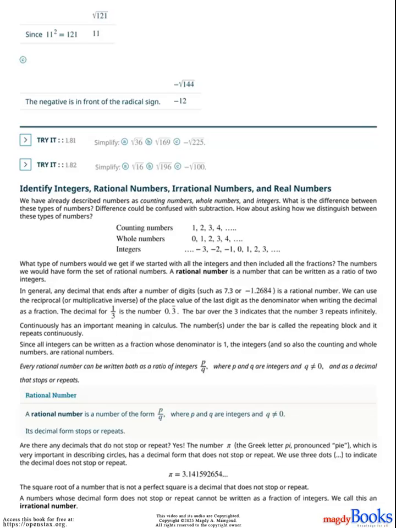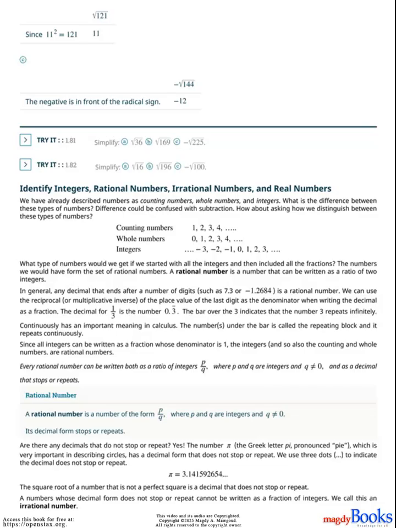1.4.6. Identify integers, rational numbers, irrational numbers, and real numbers. We have already described numbers as counting numbers, whole numbers, and integers. What is the difference between these types of numbers? How about asking how we distinguish between these types of numbers?